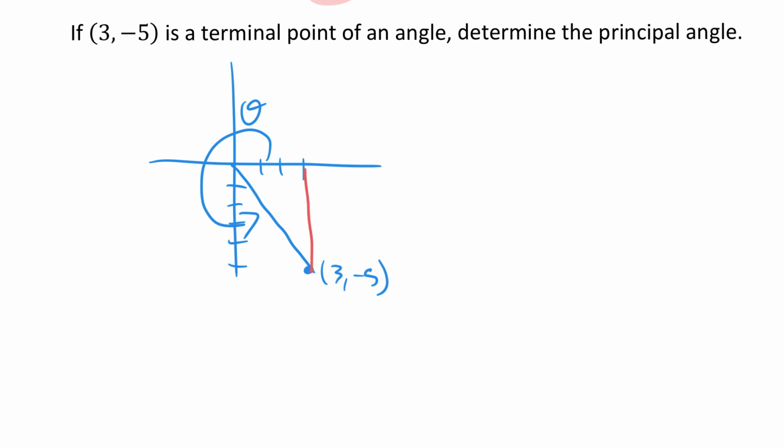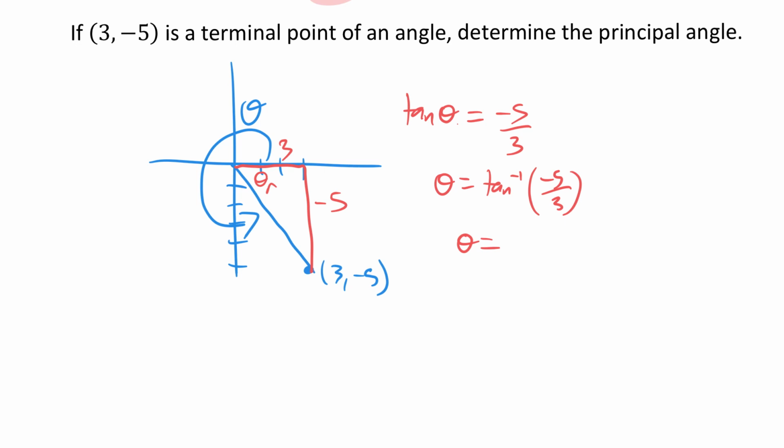So let's go ahead and draw the little diagram. We've got a 3, we've got a negative 5. So if we put our little theta in here, we're going to have tan of theta equals negative 5 over 3. So then you get theta equals tan inverse of negative 5 over 3. So theta equals, let's go ahead and type that in. Looks like I'm getting negative 59.036. Now that's a bit of an awkward answer.